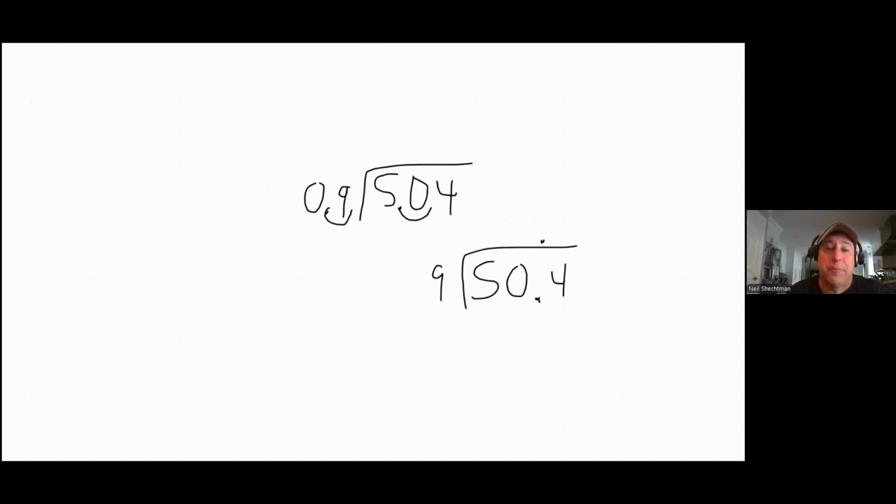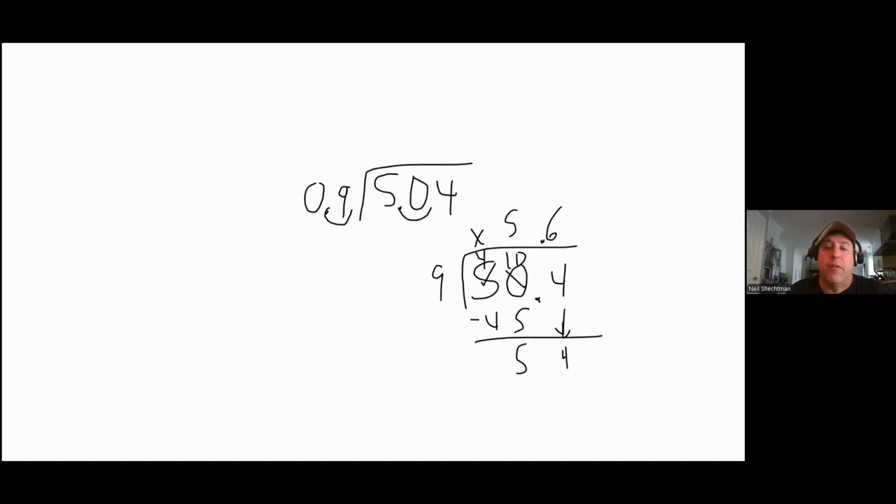9 goes into 50 5 times. 5 times 9 is 45. I borrowed here. 10 minus 5 is 5. I borrowed from him, so he becomes a 4. Bring down the 4. You'll notice my decimal point is already up there. So 9 goes into 54 6 times.